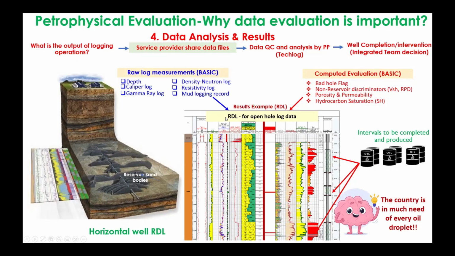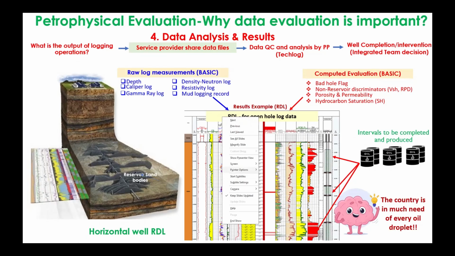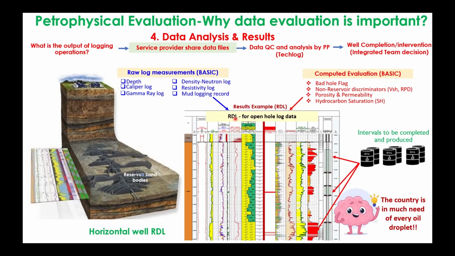And this PP analysis data is used to generate what we call the RDL. RDL, Reservoir Data Log, is a record of open hole log data and the evaluation results. And you can see from this display, the SH is one of the key outputs in the petrophysical evaluation. We read the scale for the saturation from 0 to 1.